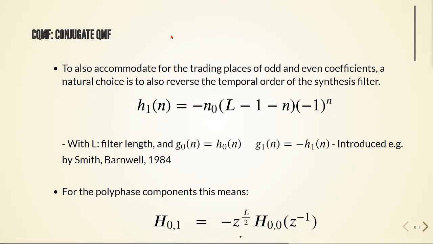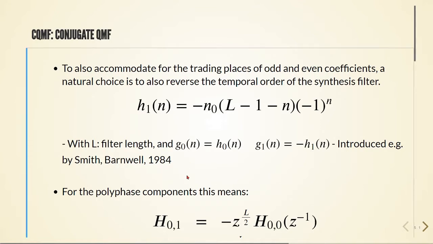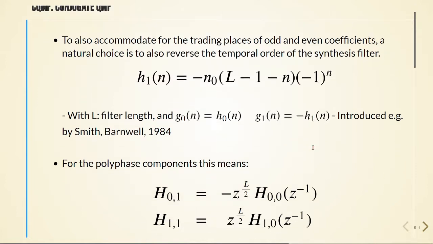To also accommodate for the trading places of odd and even coefficients, there is also something called the conjugate QMF. That's a natural choice in which we also reverse the temporal order of the synthesis filter, where L is the filter length. And then we will have that the synthesis G0 is equal to H0, but G1 is equal to minus H1. And this was introduced in 1984.